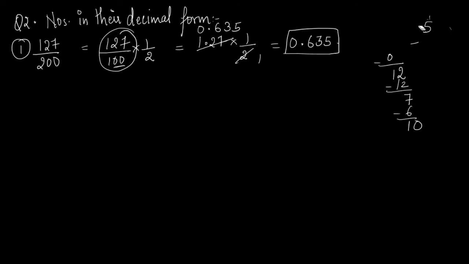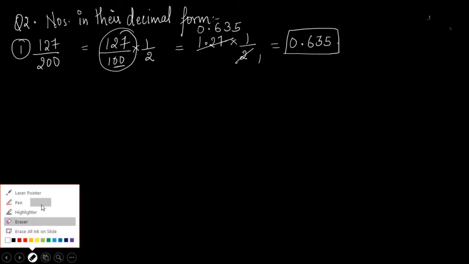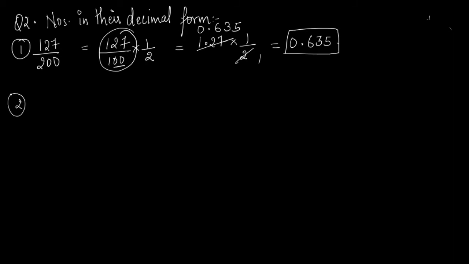Let's move ahead. This was a rough work column, so I'll just erase this rough work so that we have place to write down the remaining sums. Okay, sum number 2. Let's look at sum number 2. You have the question as 25 by 99.